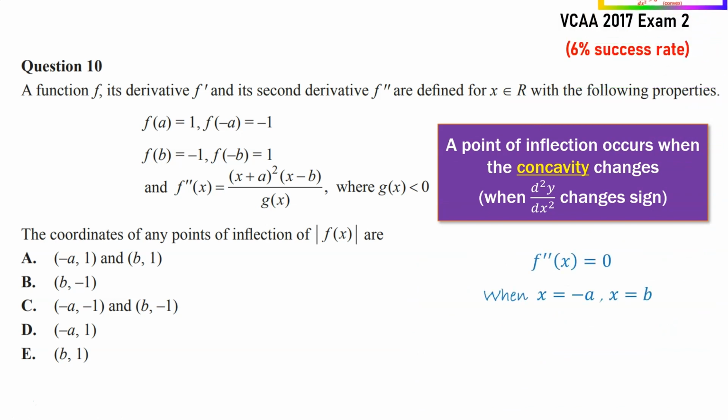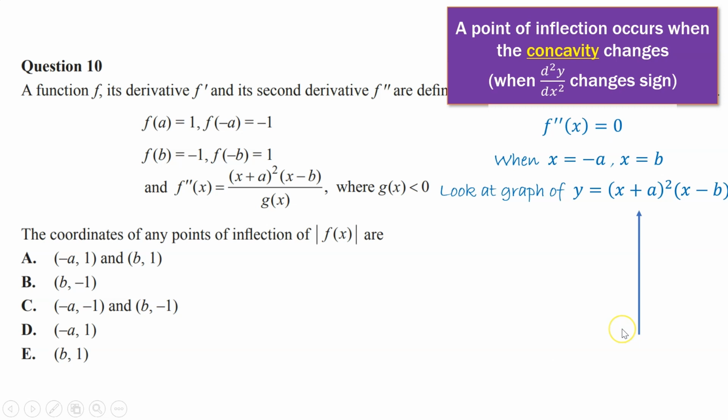But for this question, we want to find, firstly, when is that second derivative going to be 0? That's going to occur when x is negative a or positive b. But again, that's not enough. We still need to check whether the concavity is actually going to change, whether the sign of this function is going to change. We can have a look at the graph of this function on the top of the second derivative, and we can understand the graph of that. It's going to be a cubic. It's going to have a turning point at negative a and an intercept at b. If we say that a is negative, for example, it's going to look something like that.